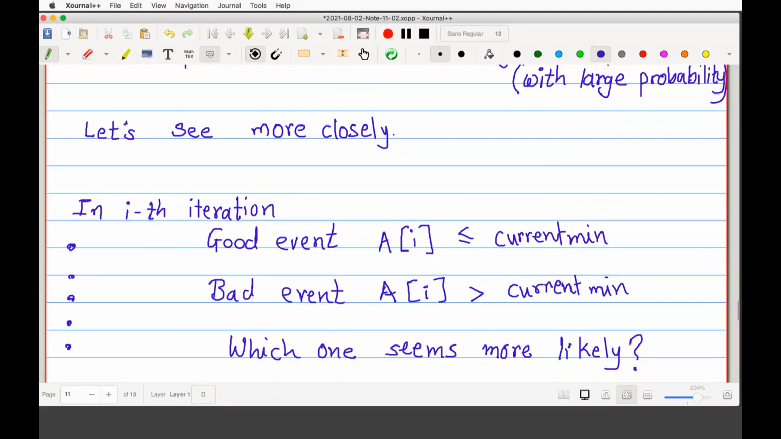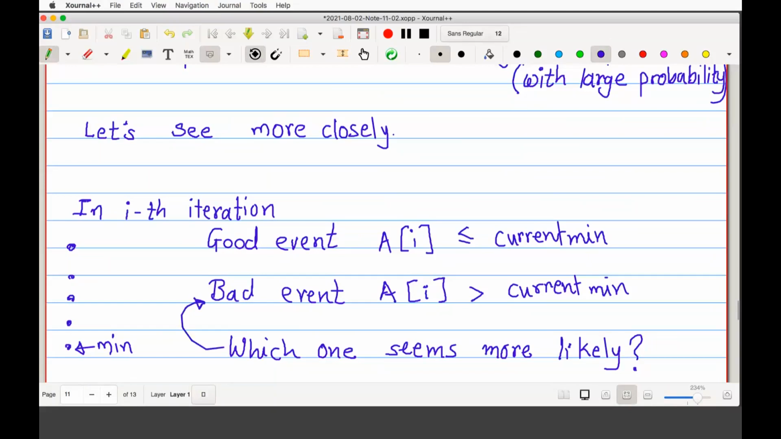Why? Because for the good event to be true, the input has to be in decreasing order. Whereas for the bad event, if only the first element is the minimum, the rest can be anything. Right, it has a large number of permutations. So indeed it's true that the bad event seems more likely.